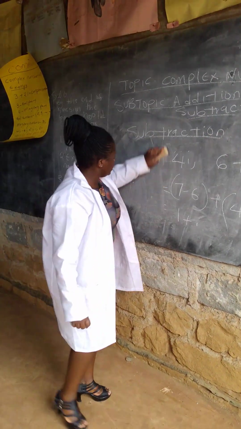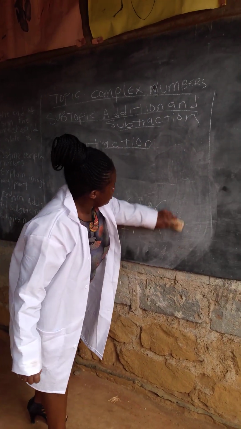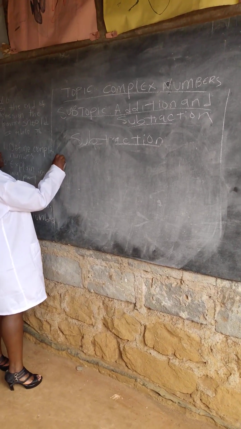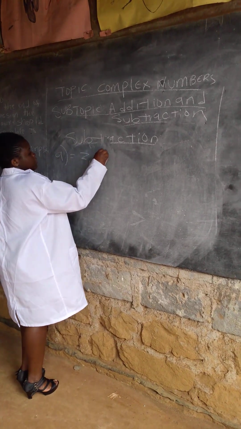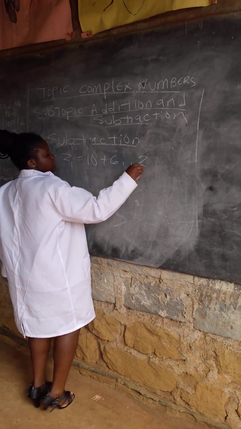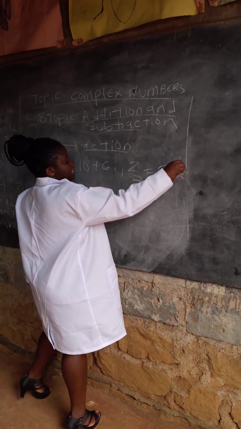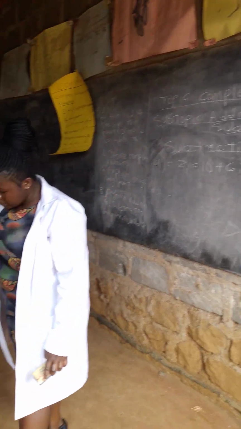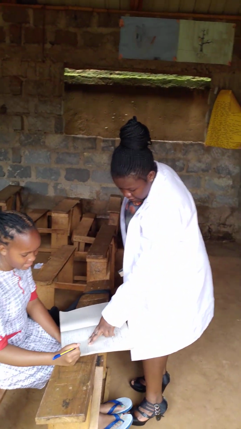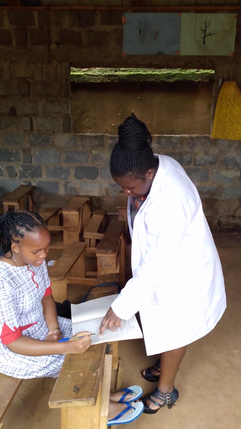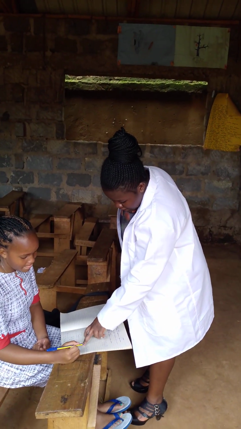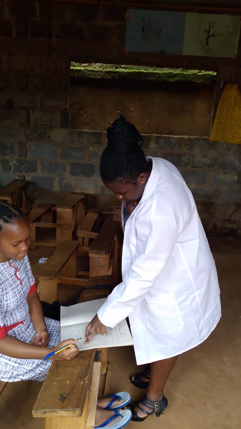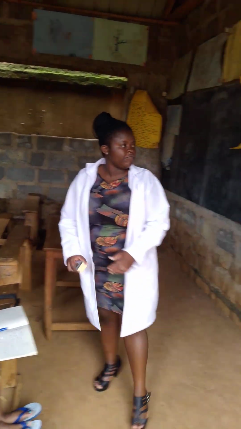Can you write this question down if you can manage? You think about it, and then you share. Question A: Z1 is equal to 10 plus 6i, and Z2 is equal to 5 plus 2i. Write it down. I'm going to see the steps that you have gone through. So you are saying your first step is to identify the real part and imaginary part, that is okay. And then you have subtracted the real part and the imaginary part. Is it okay? That is good. Can you clap for yourself?